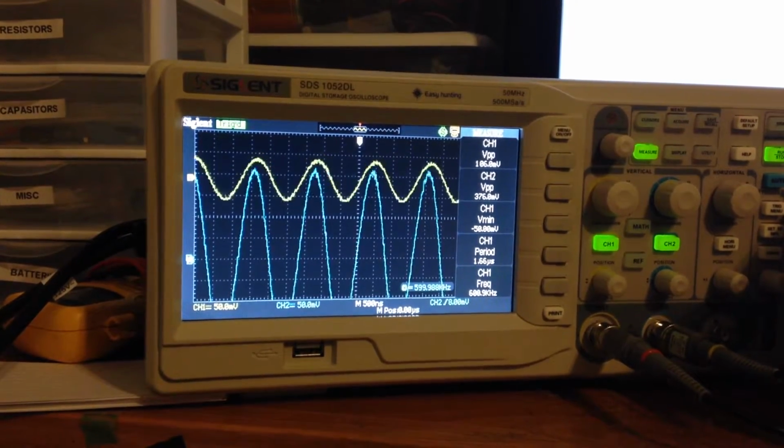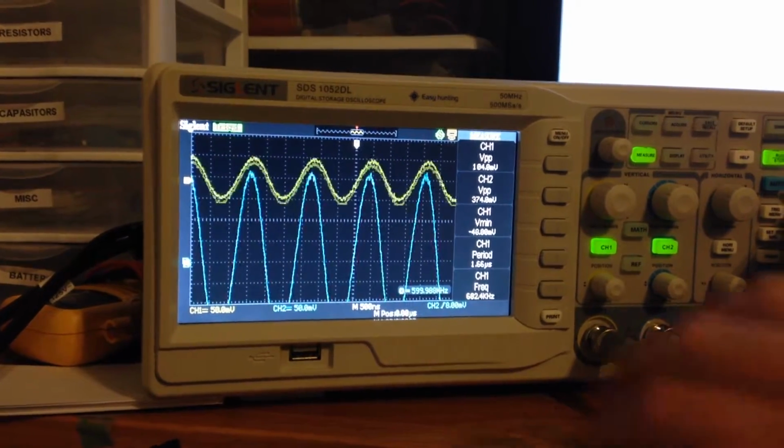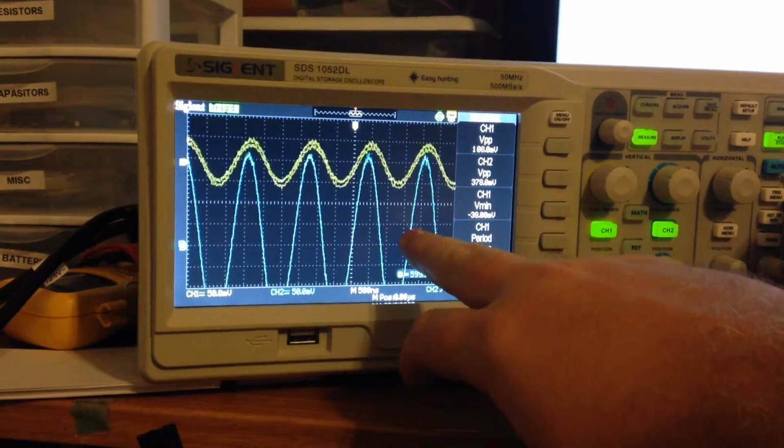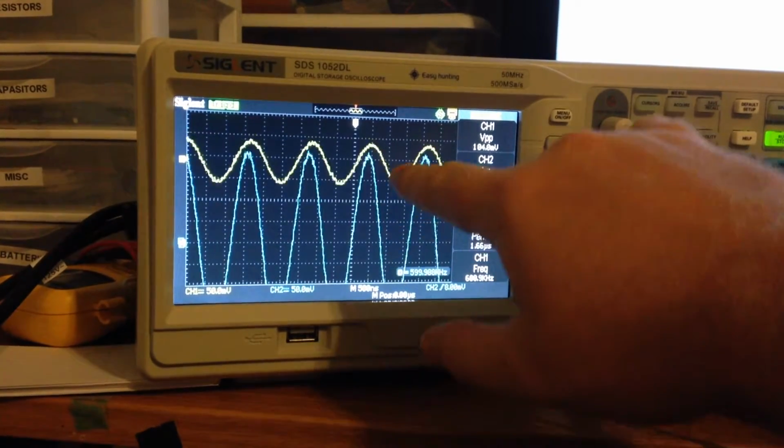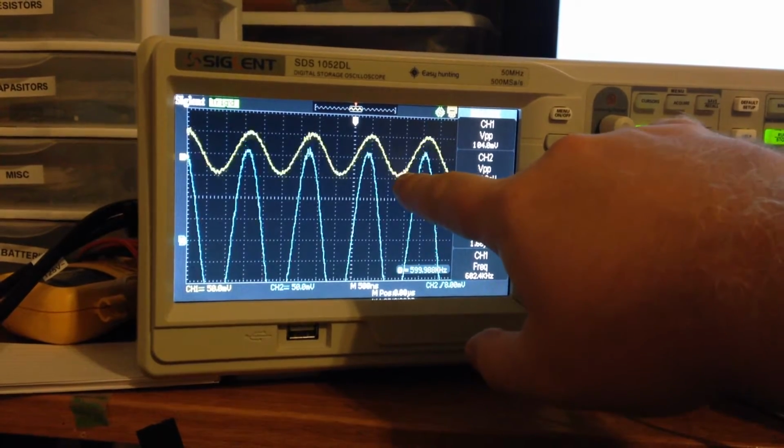Alright, thought that was pretty interesting. Again, the bottom is the output of the function generator, the top yellow sine wave is the output of the four plate capacitor.